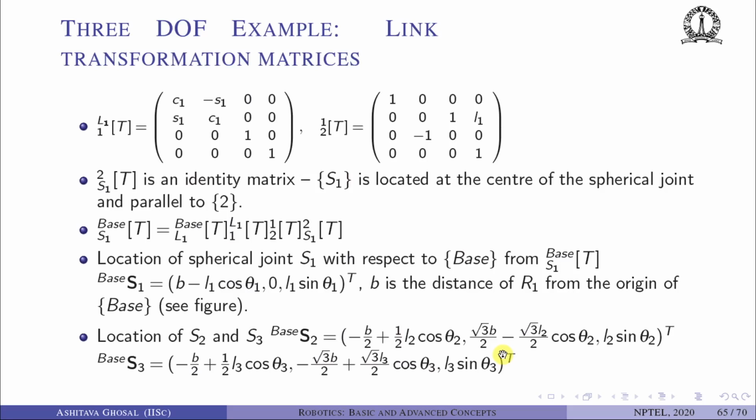So now we can find three transformation matrices for each of these legs. So between L1 and 1, we have this transformation matrix, which is given by C1, minus S1, S1, C1, and so on. Between 1 and 2, I have a transformation matrix which contains L1. Okay.